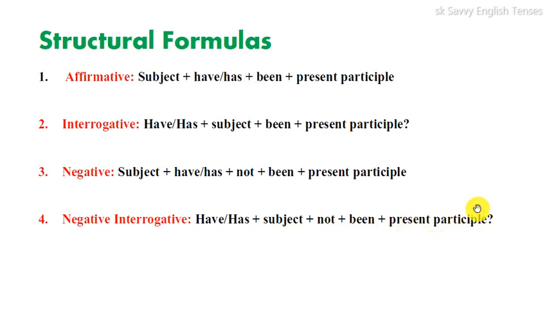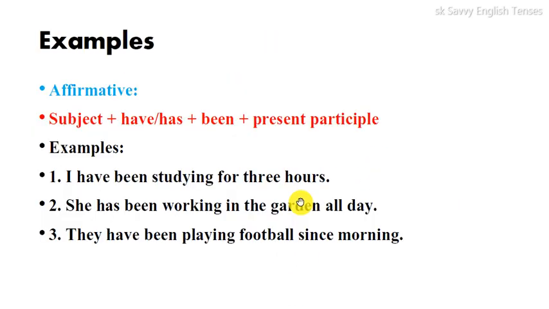Okay, let's make sentences according to the given formulas of the present perfect progressive tense. As you know, the formula for the affirmative sentence is subject plus has or have plus been plus present participle. So we can make sentences according to this formula. For example, I have been studying for 3 hours. She has been working in the garden all day. They have been playing football since morning.